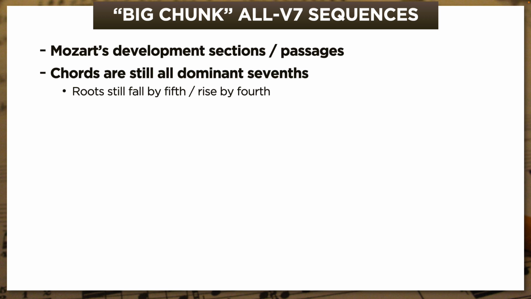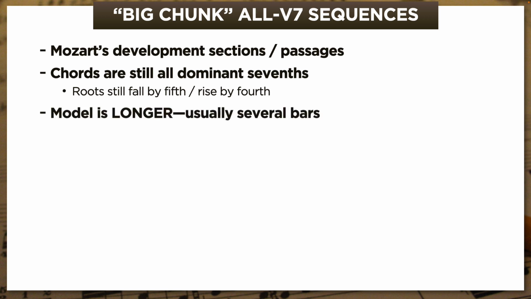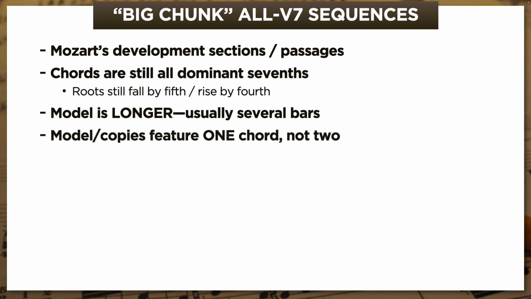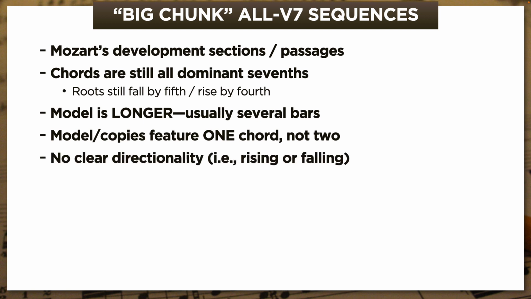One is that the model tends to be much longer than the sequences we've seen today, like 3 or 4 bars as opposed to 1 or 2. Second, the model and each copy feature only one chord, not the 2 chords we've seen in literally every sequence so far. And finally, this type of sequence has no clear directionality, by which I mean it doesn't have an obvious rising or falling contour.